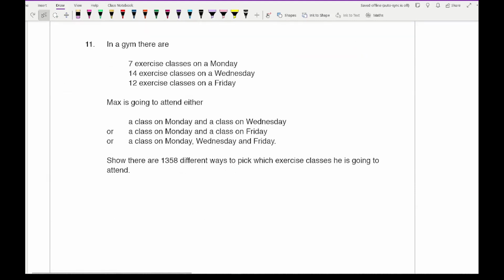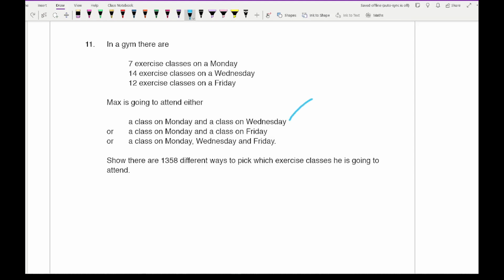And with question 11, it says, in a gym, there are 7 exercise classes on Monday, 14 classes on Wednesday, and 12 exercise classes on a Friday. Max is going to attend either a class on a Monday and a Wednesday, or a class on Monday and a Friday, or a class on Monday, Wednesday, and Friday. Show that there are 1,358 ways to pick which exercise class he is going to attend.